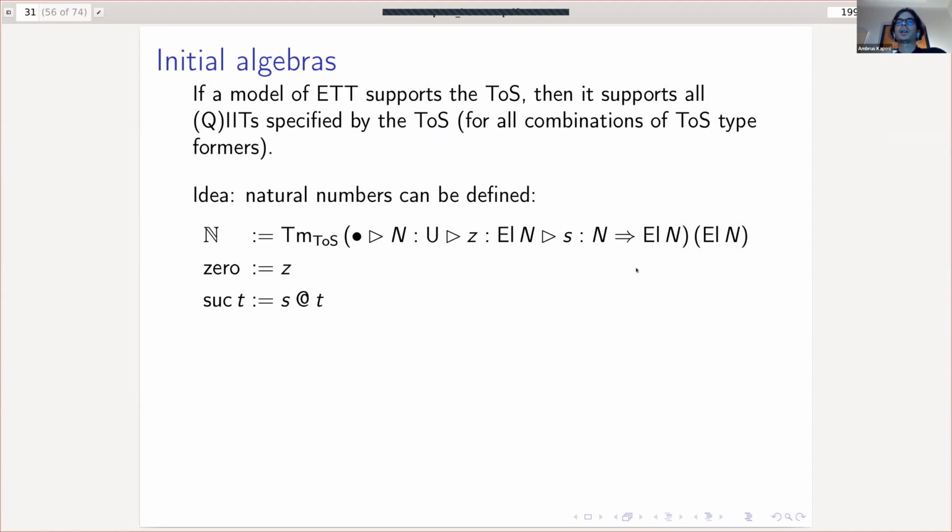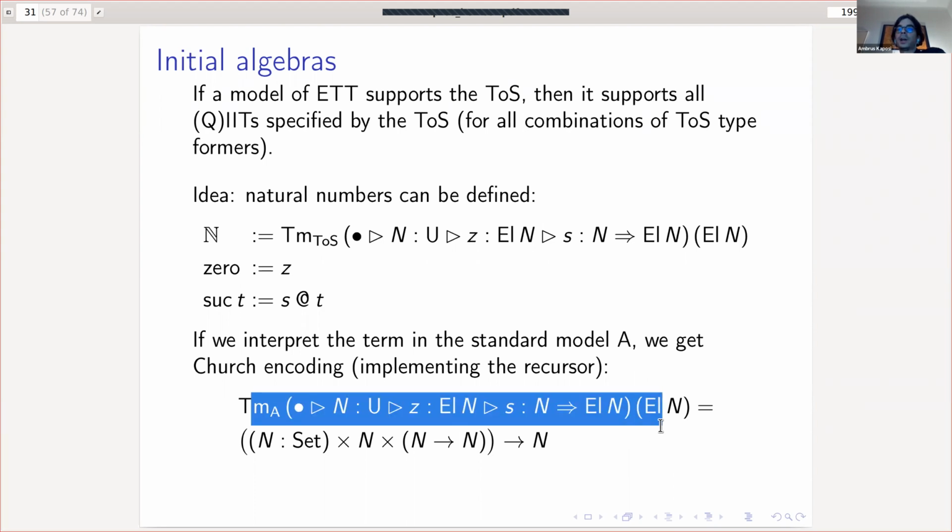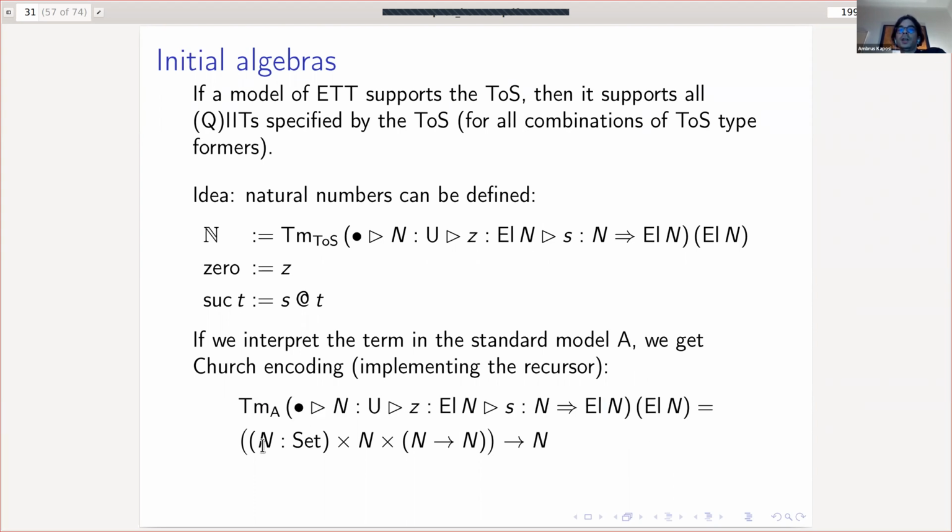And that's how I obtain numbers. And it's very easy to see that if you have this, you can implement the recursor, for example. You just interpret the natural number in the standard interpretation, or the algebra model of the theory of signatures. And then if you look at what this becomes in the algebra interpretation, it just becomes the recursor for the particular natural number that I started with.